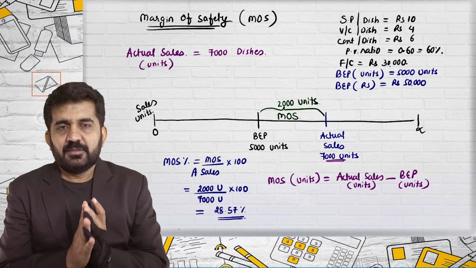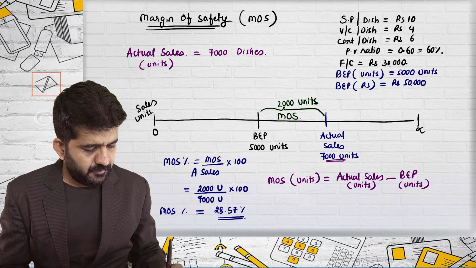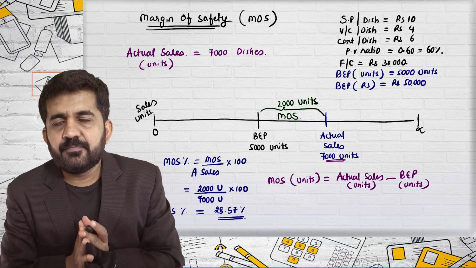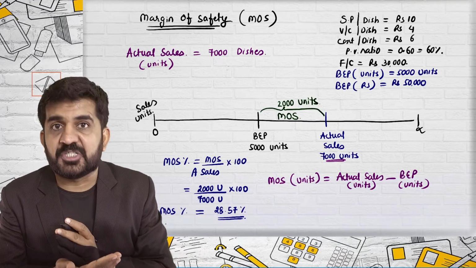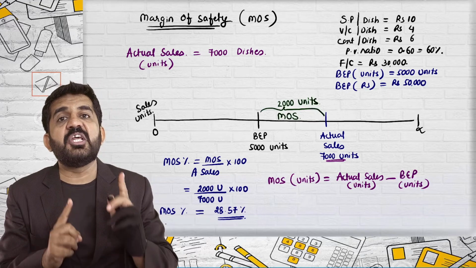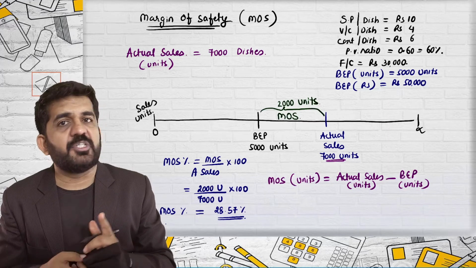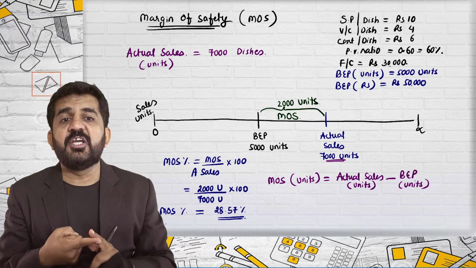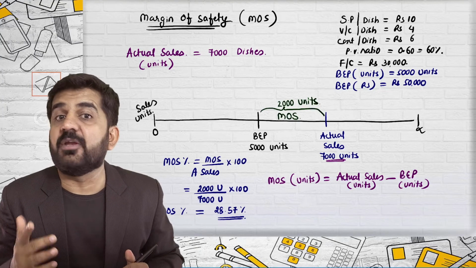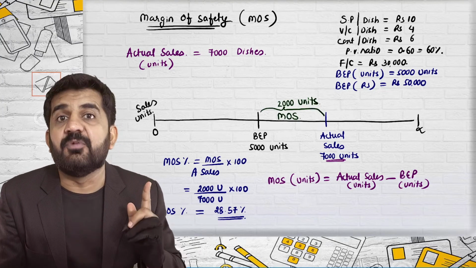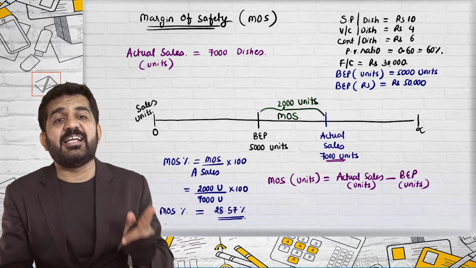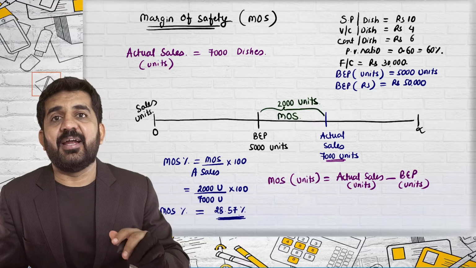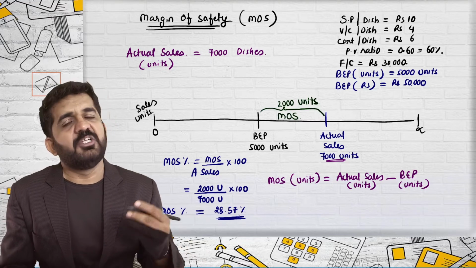Sir, what does this mean? Percentage MOS. What this means is my sales right now is 7,000 units. If it decreases by 10%, that is by 700 units, I will still be having profits. If it decreases by 20%, I will still be having profits. If it decreases by 25%, I will still be having profits. If it decreases by exactly 28.57%, I will be at break-even, that is no profit, no loss. Beyond that, if my sales decrease by 30%, I will start incurring losses.